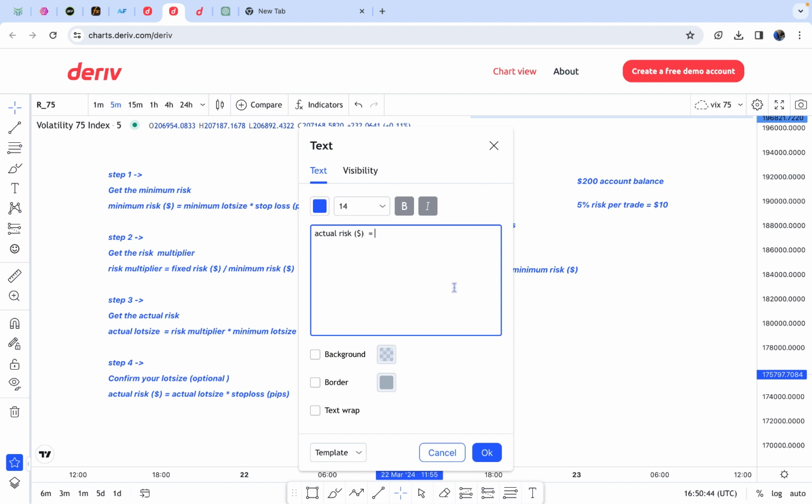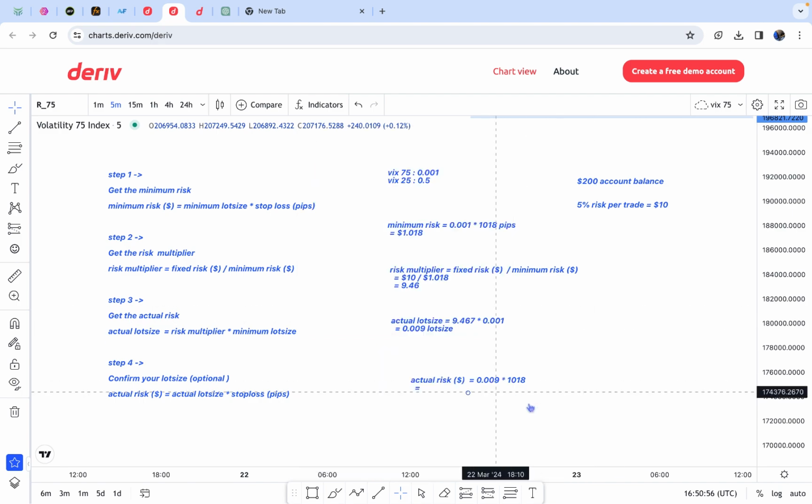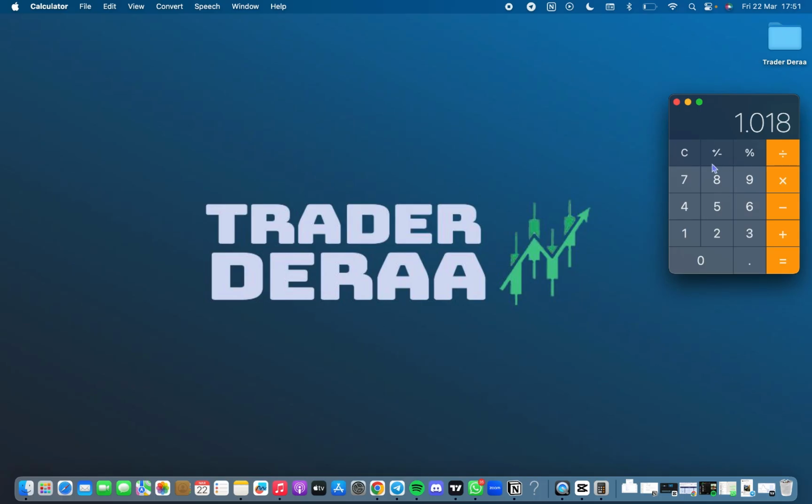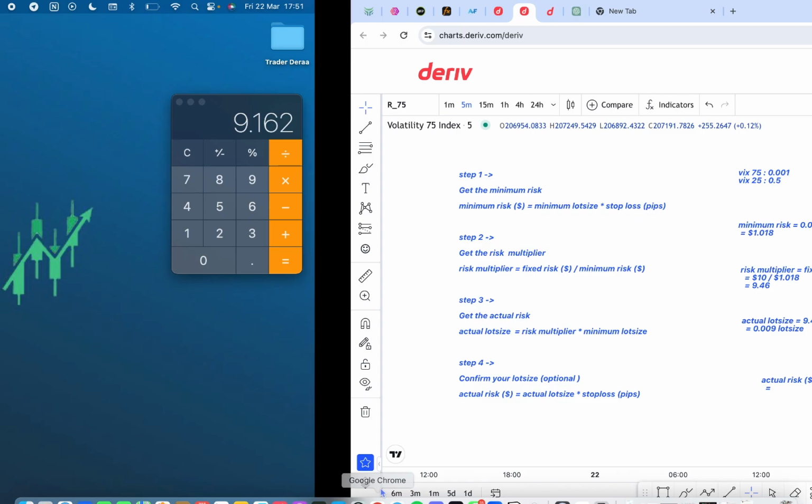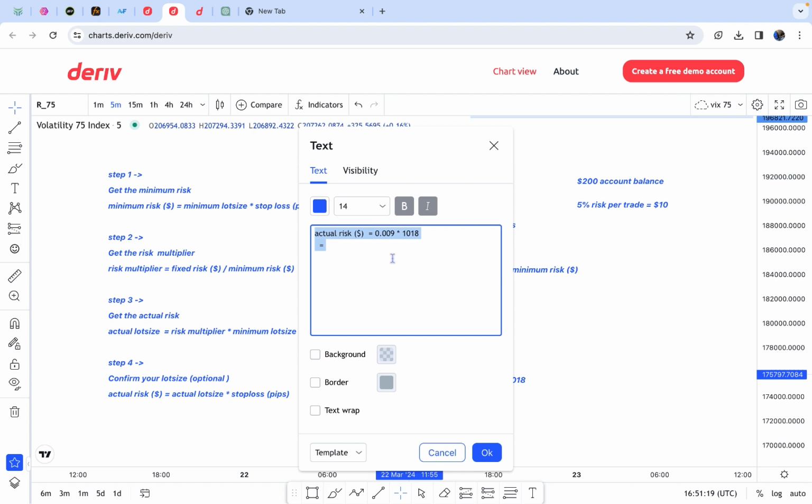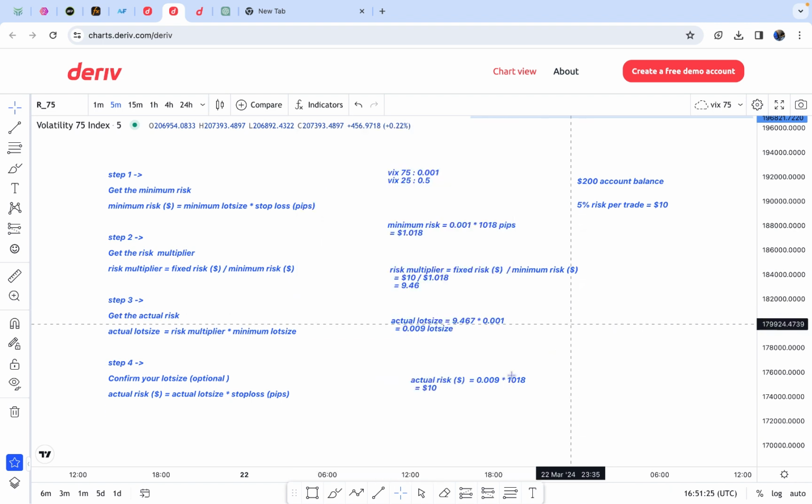Okay, no stress. The actual lot size is 0.009 multiplied by stop loss being 1018. If we go use the calculator to check this, let's just get the calculator here. All right, so we have 0.009 multiplied by 1018, right? You guys see approximately $9.16. So with that, we're risking approximately $10, right? So with that, we're good. That's just it. So that is about $10 approximately. So you're fine.